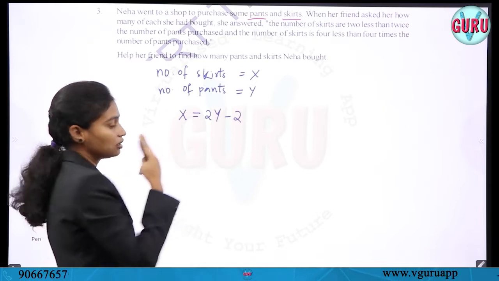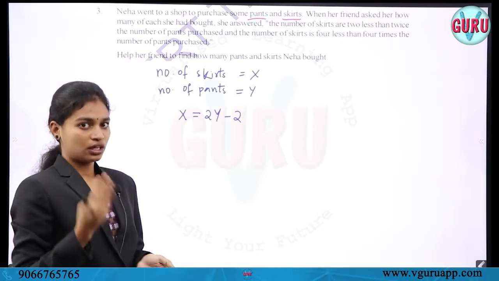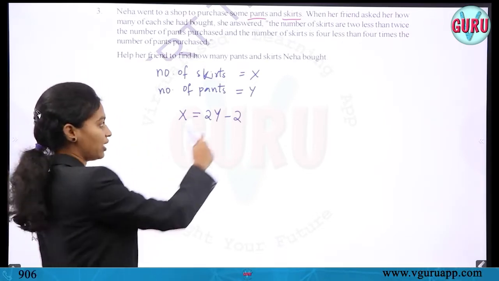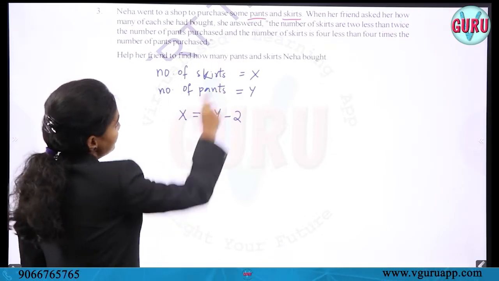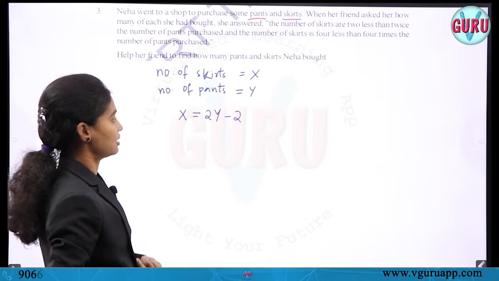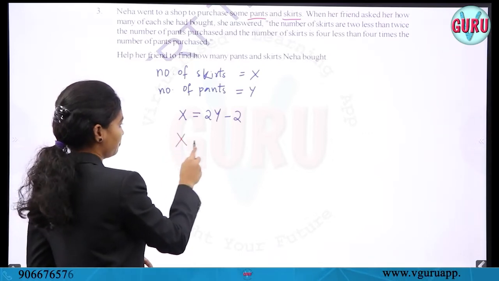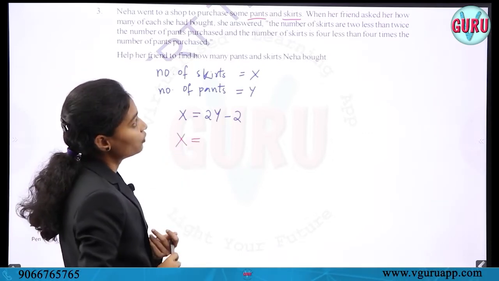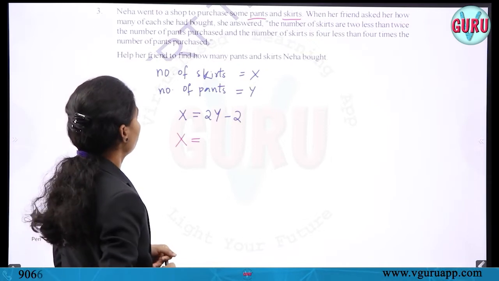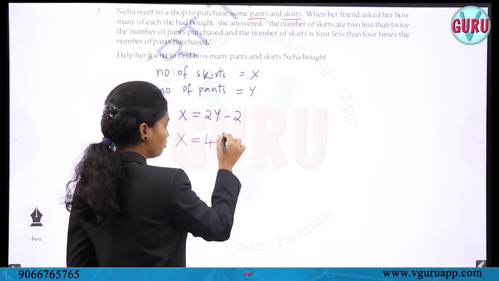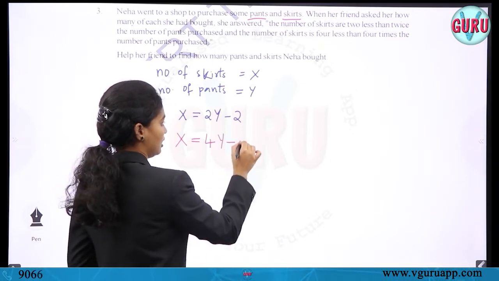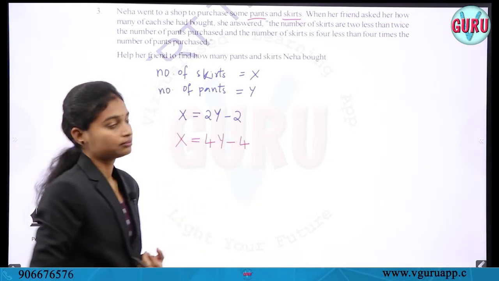So twice the number of pants kanna 2 takku undi. Takku undi means we need to keep difference. And the second situation is number of skirts. That means x is 4 less than the 4 times the number of pants purchased. That means 4y number of pants purchased cheste denikanna 4 takku unnayanta.